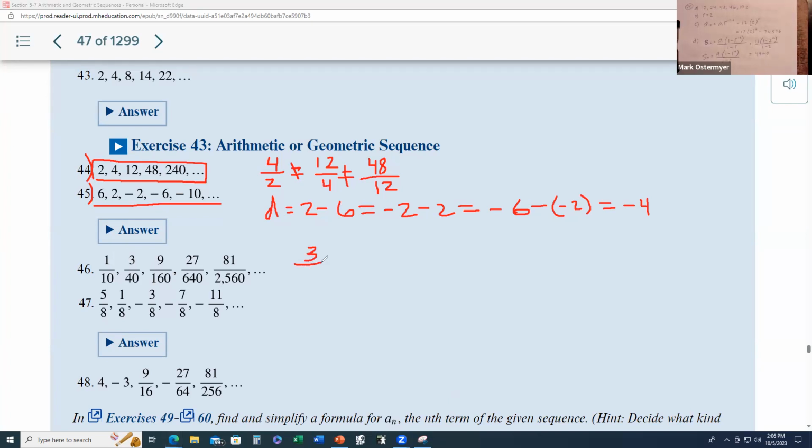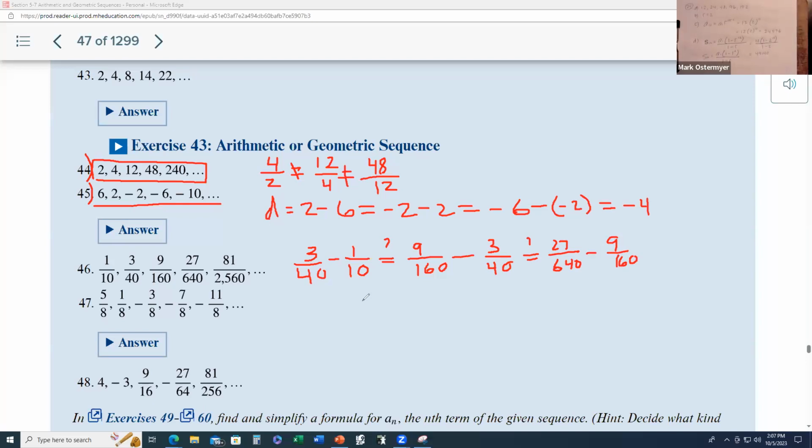Well, if it does, then 3/40 minus 1/10 has got to be equal to any other term minus its previous term. Is that the case, to say that this would be equal to 9/160 minus 3/40? True or false? And is that to say that that would be equal to 27/640 minus 9/160? Okay, does it have a common difference? No. Oh, you can use your calculator to help do the crunching of the numbers.